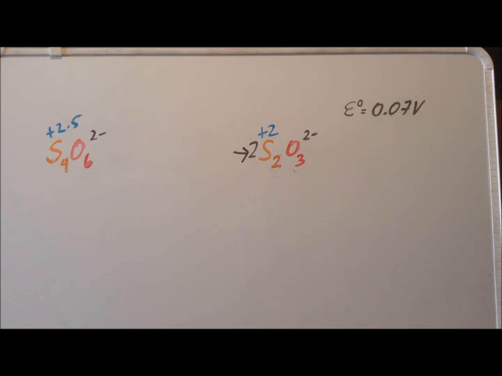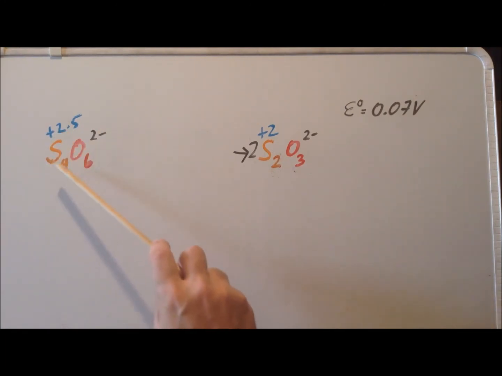Okay, so on the left-hand side, we have 6 oxygen atoms, and on the right-hand side, we have 6 oxygen atoms. So we're good oxygen atom-wise. We don't have to introduce any molecules of water at all in this case. So that's good. But we do have to introduce electrons because we're reducing tetrathionate ion.